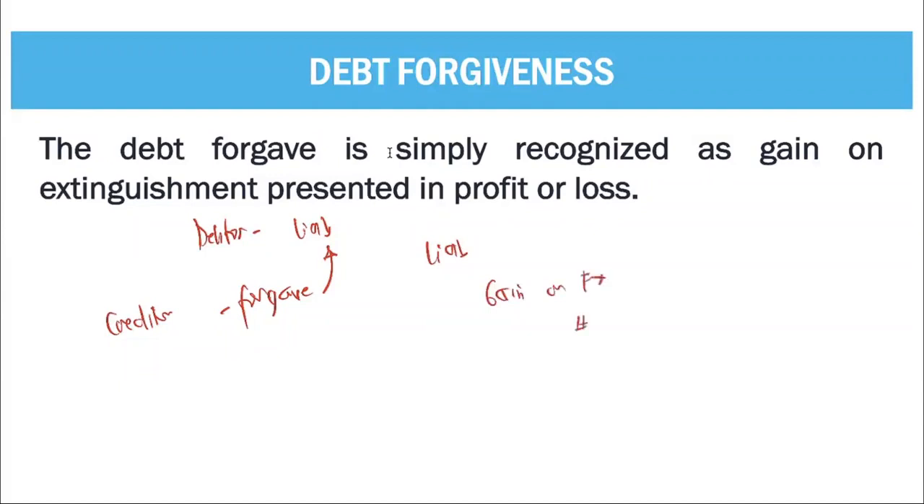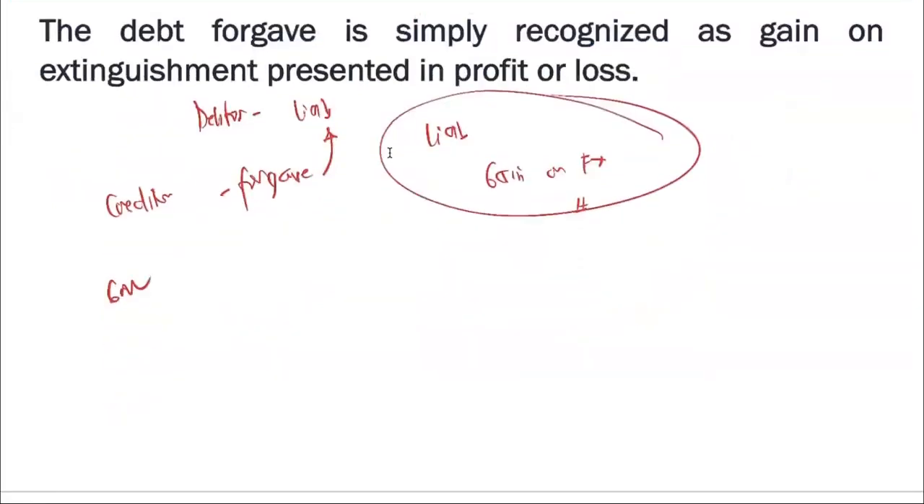If the creditor forgave your liability, you just remove the liability and you credit gain on extinguishment. Okay? So for example, let's say your liability is 6 million. Then the one you owe says, okay lang, don't pay anymore. So they just forgave it. What will you do? Debit liability, credit gain on extinguishment. That is for debt forgiveness.